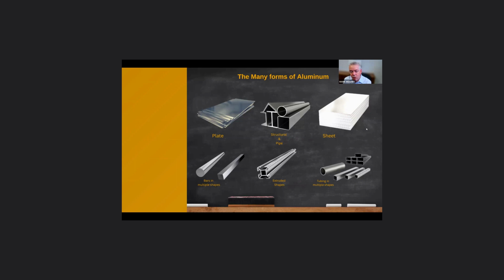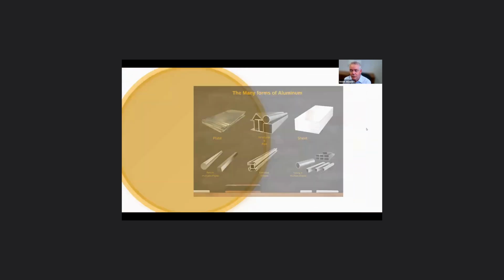And then the last one are extruded shapes. Many times we'll get an extrusion that's in a near net shape of what the customer is ultimately going to use. And what that does is it saves them quite a bit of time on the machining because it's already very close to the shape that they're going to be using. So let's move on.